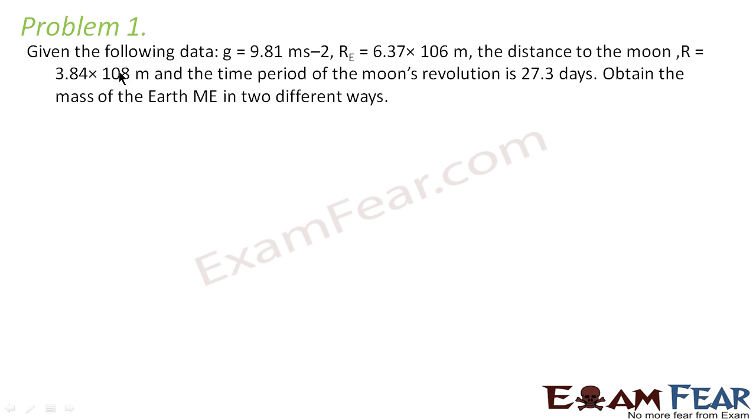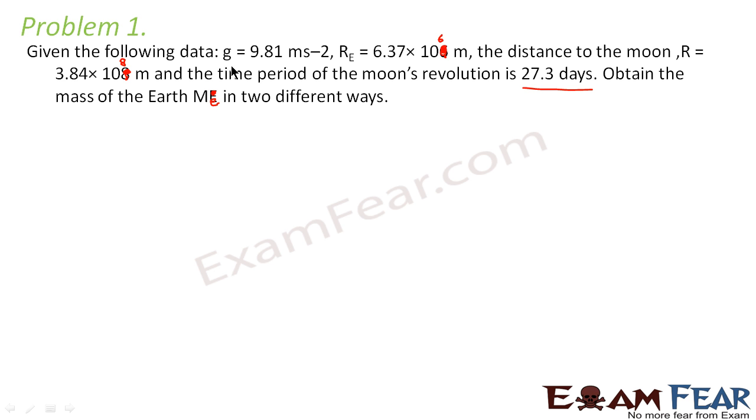The problem says, given the following data: g is equal to 9.81 meter per second square. Radius of the earth is equal to 6.37 into 10 to the power 6 meters. The distance to the moon, r, is equal to 3.84 into 10 to the power 8 meters. And the time period of the moon's revolution is 27.3 days. Obtain the mass of the earth, me, in two different ways. This e is a subscript.